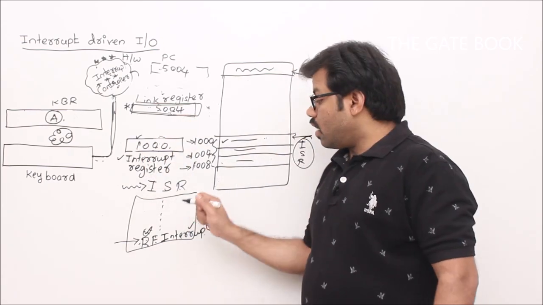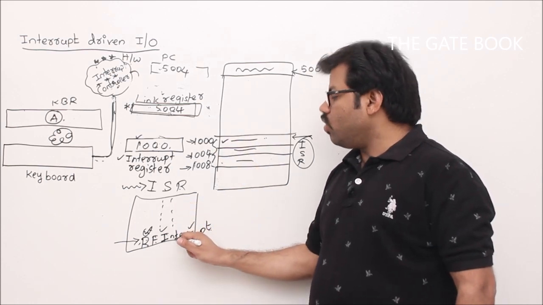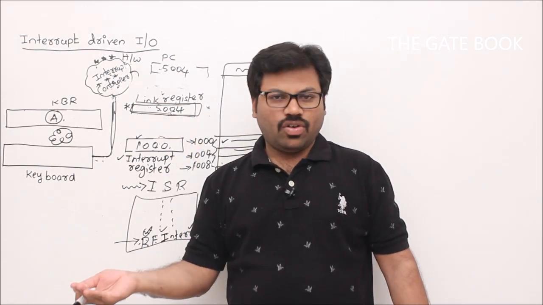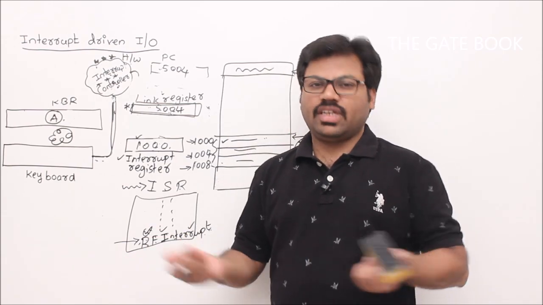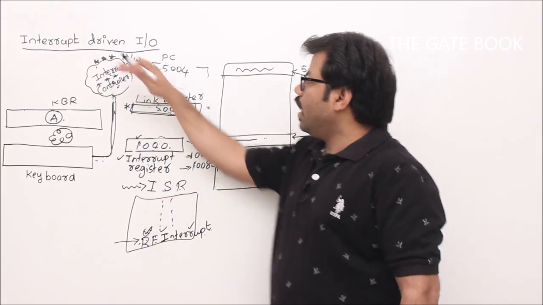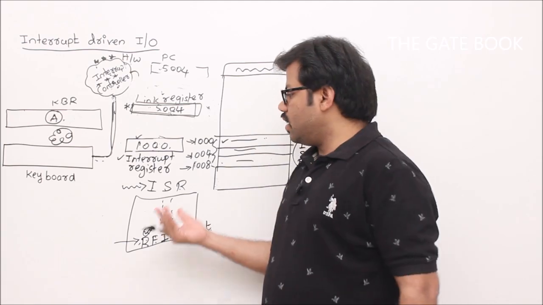Second thing, write a return from interrupt instruction in such a way that once your entire work is done, you can come back to your normal flow, right? For that, you have to write return from interrupt. Apart from that, everything is the same. Okay, this is about interrupt driven IO. It's not only for keyboard, for any device we can write this kind of stuff.